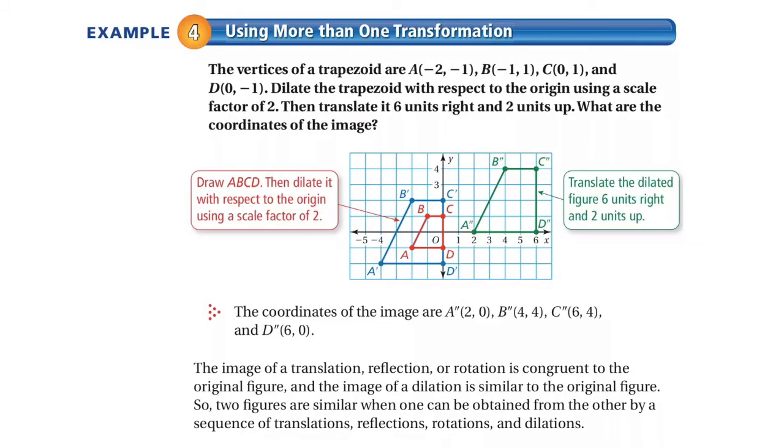The image of a translation, reflection, or rotation is congruent to the original figure. The image of a dilation is similar to the original figure because it won't be the same size.